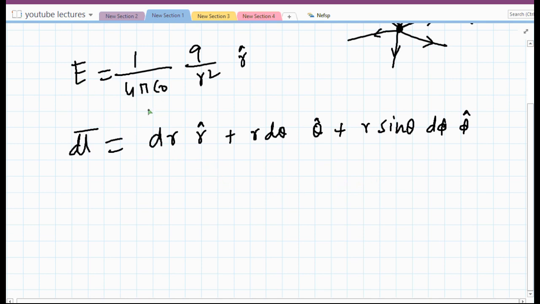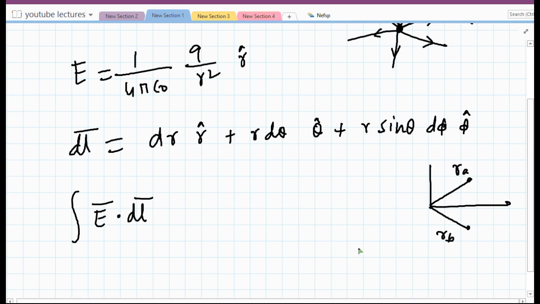Now, for example, I want to find what happens to the electric field if I integrate over any kind of path length. This path length must be closed. Suppose I want to integrate from RA to RB, and I want this path to be closed. So if I start from here, the path goes around like this and comes back. Wherever I start, I will finish there.